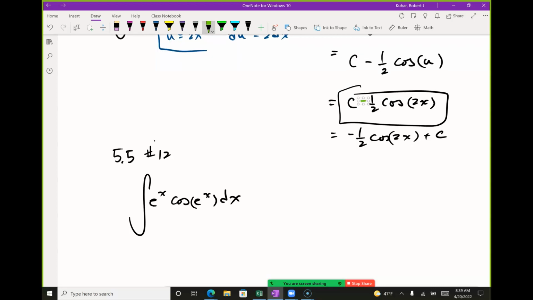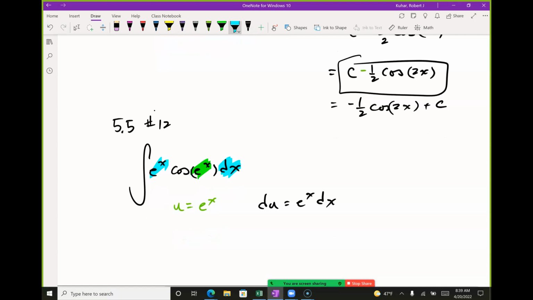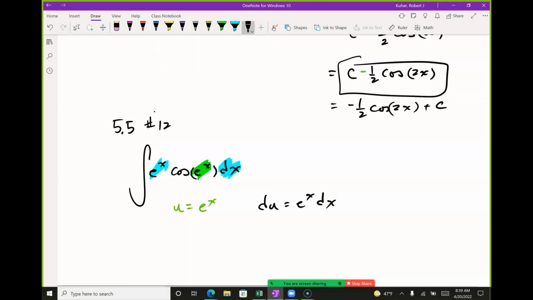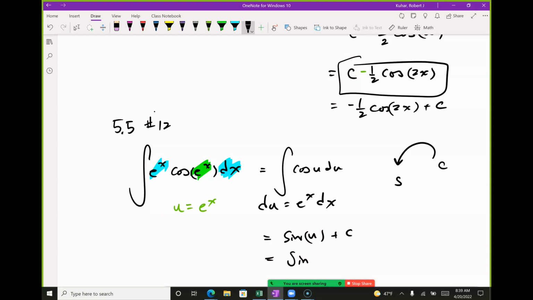So there's definitely an obvious inside here. I don't know if it's going to work yet, but I try it. So I say u is e to the x. And that's this one, right? This is my inside piece. And what's du? e to the x dx. Do I have it? Yeah. So I've got cos of u du now, right? This is now the integral of cos of u du. Oh, but I know the antiderivative of cosine. It's sine, right? So sine of u plus c, and of course u is e to the x. Easy. These are easy.